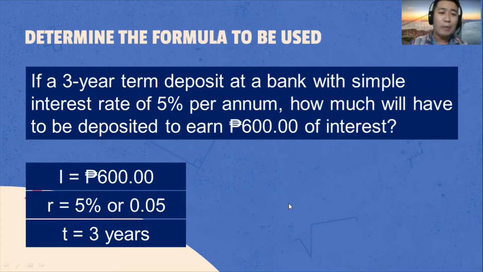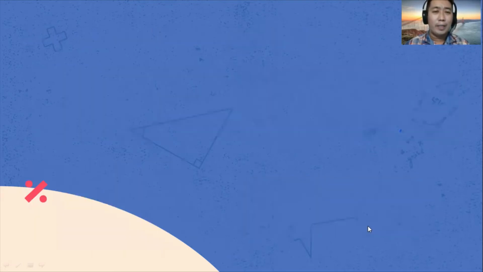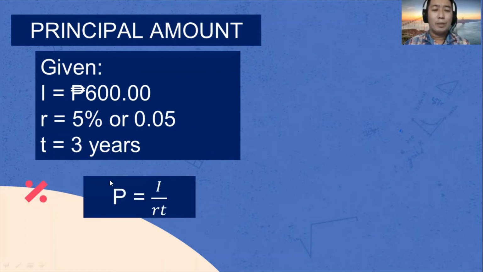The next step, since we have the given, we can now identify the formula to be used. The formula that we are going to use is principal amount is equal to the interest over the product of rate and time, since interest, rate, and time are given. Let's now solve the given problem. Given interest, 600 pesos. Rate of interest, 5% or 0.05. Time is 3 years. Formula is P is equal to I over RT, interest over the product of rate and time.